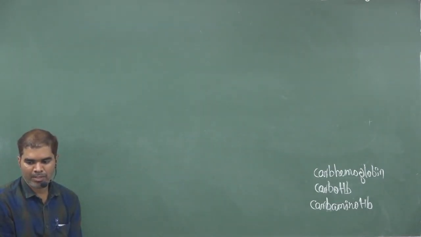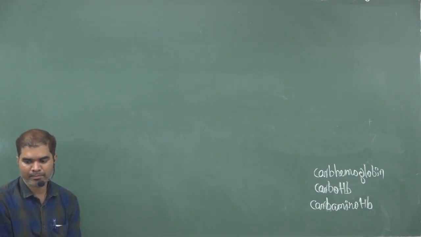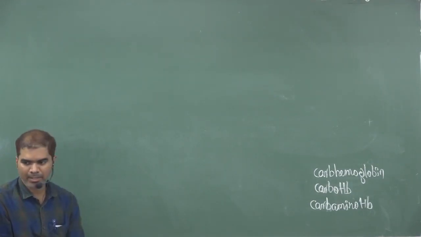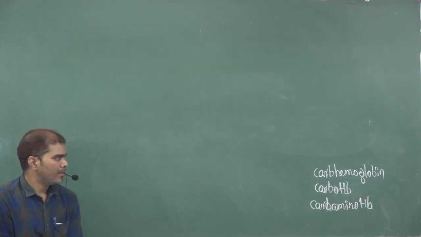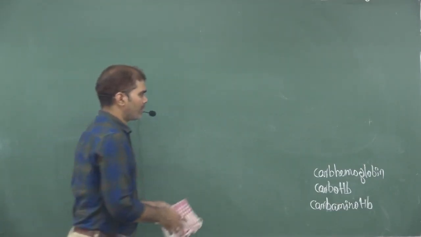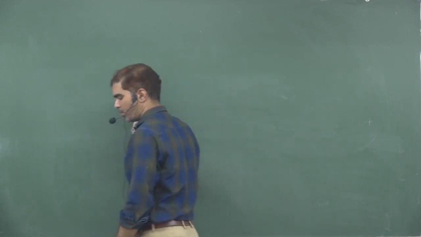So many new terminologies are being introduced. Carbamino hemoglobin, hematin, methemoglobin reductase, diaphorase. Finished? Okay, write the last question. Timing up to 7:30. What is CO poisoning?